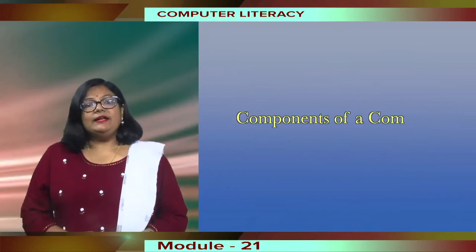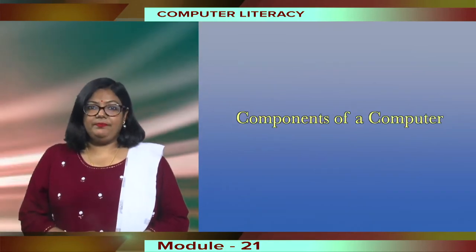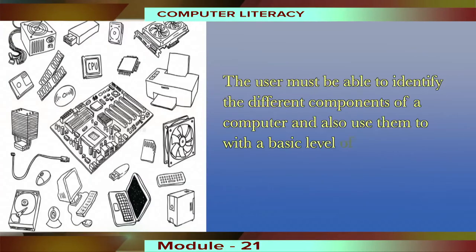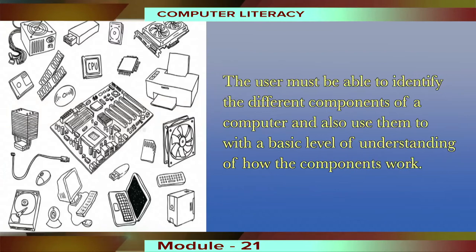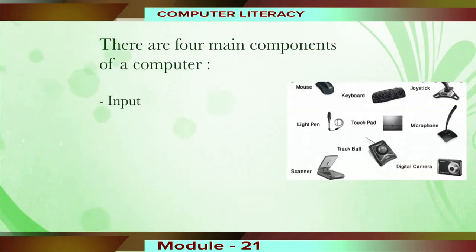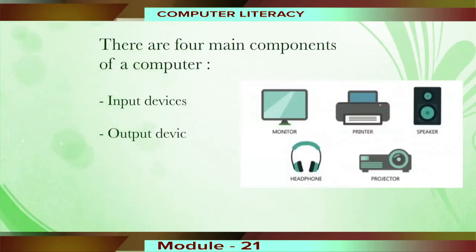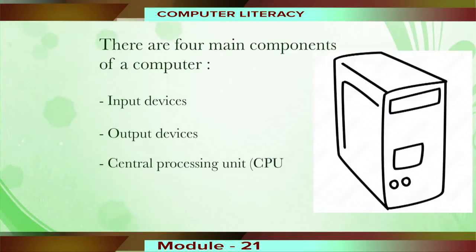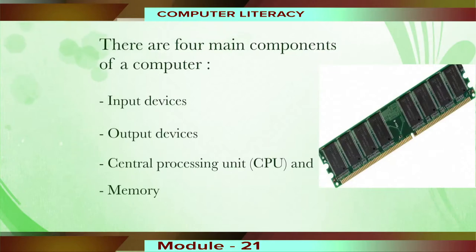Now, let us look at the different components of a computer. One must be familiar with the different components of a computer and also use them with a basic level of understanding to know how the components work. There are mainly 4 components of a computer: input devices, output devices, central processing unit, and computer memory.